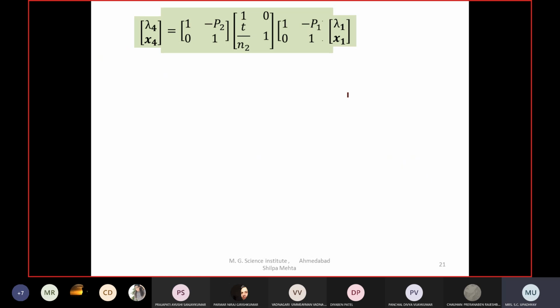Now we are going to start multiplying the matrices.